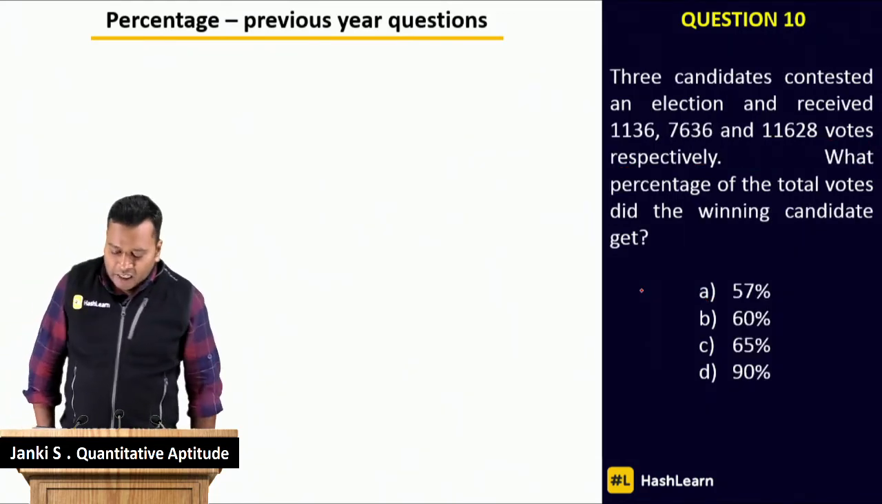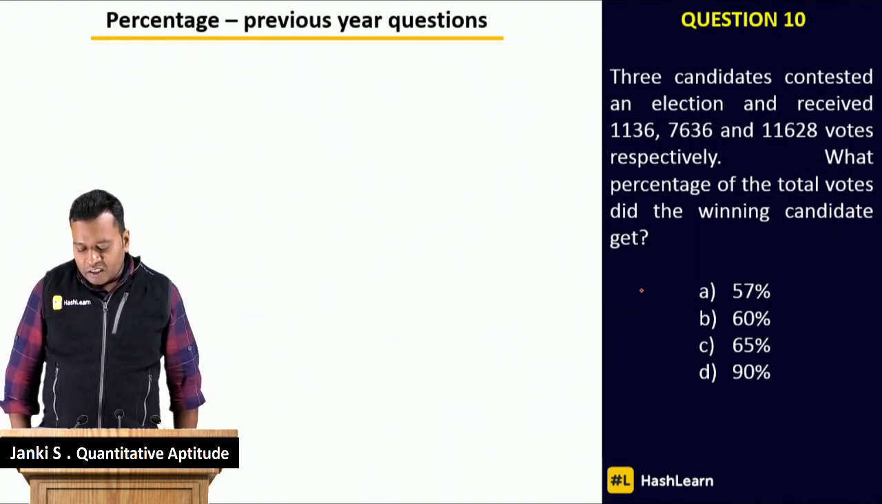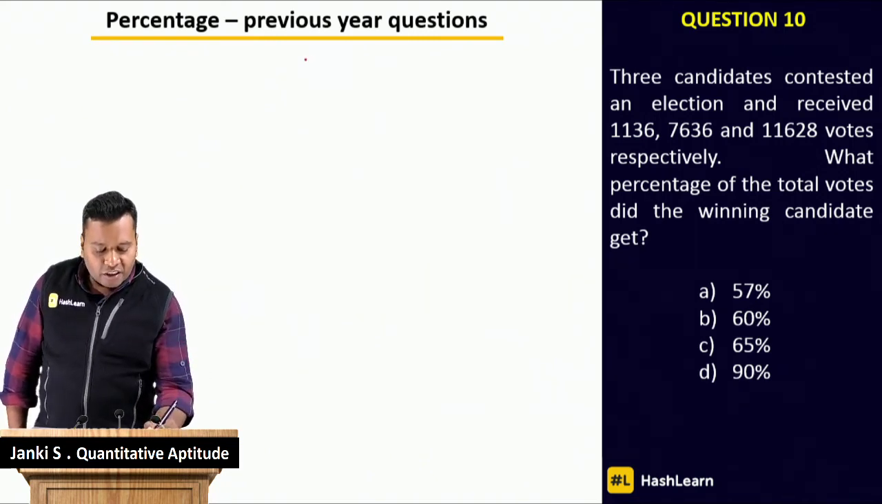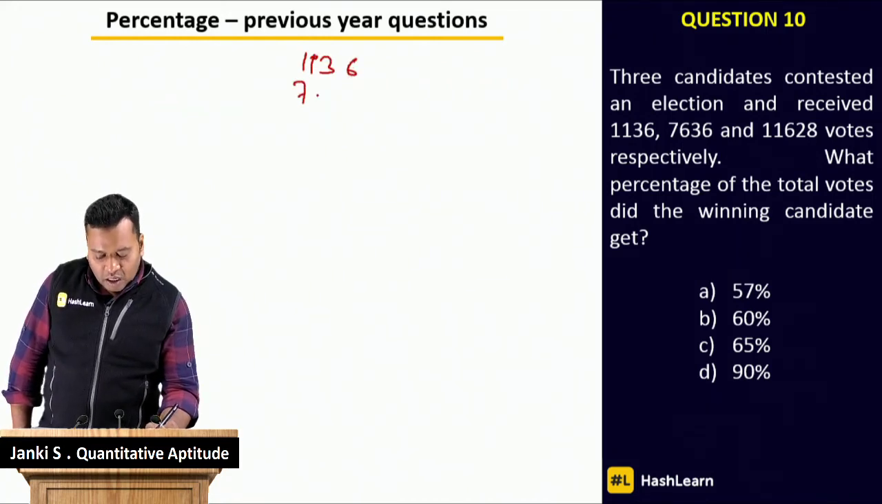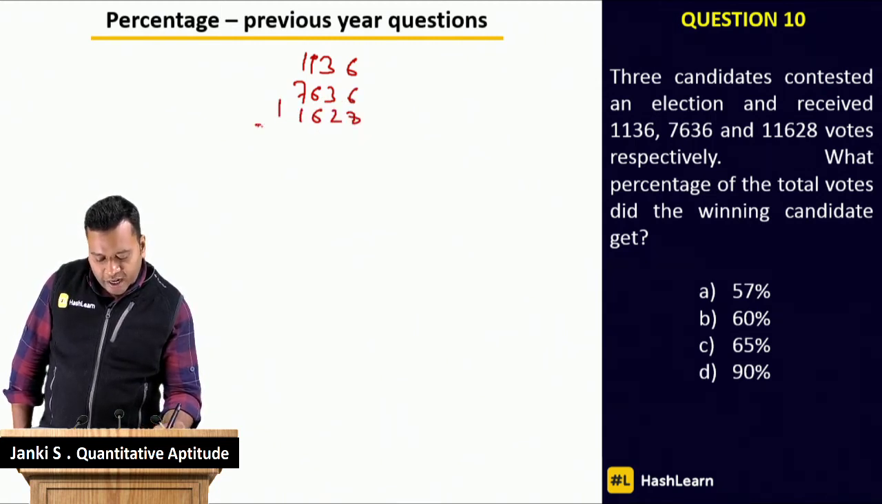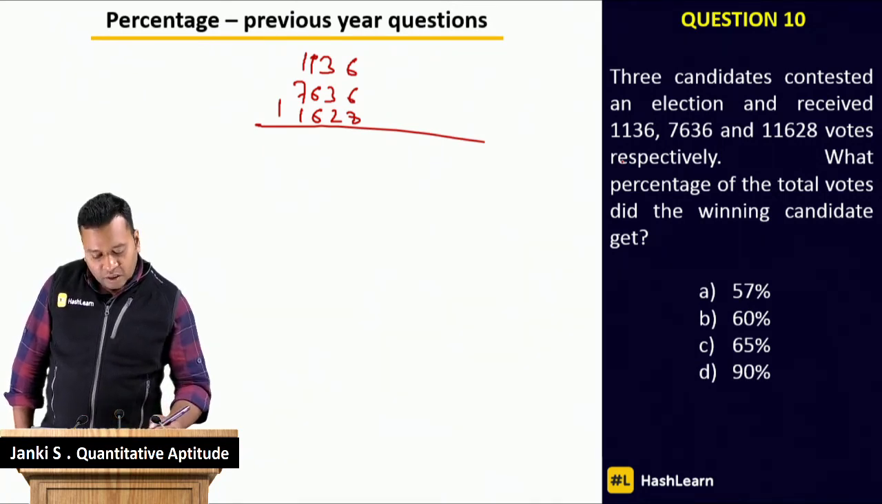Question number 10. Three candidates contested an election and received 1136, 7636 and 11628 votes. That means the total number of votes were how much? I'll add these values.